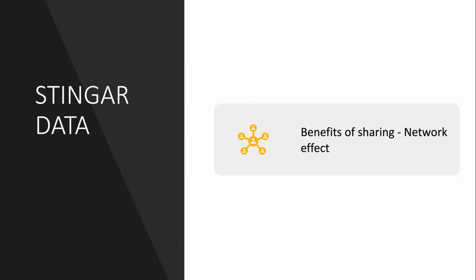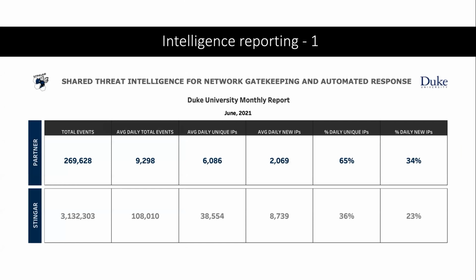So looking at some slides that show the network effect and how the partners are benefiting from using the Stinger data. I have some snapshots from the kind of intelligence reporting that we develop at Duke. This first snapshot is comparing the metrics at Duke versus Stinger overall. On the rightmost, 34% of all the IP addresses that were captured at Duke were new, whereas in Stinger it was 23%. And this is over a period of last month, June 2021.